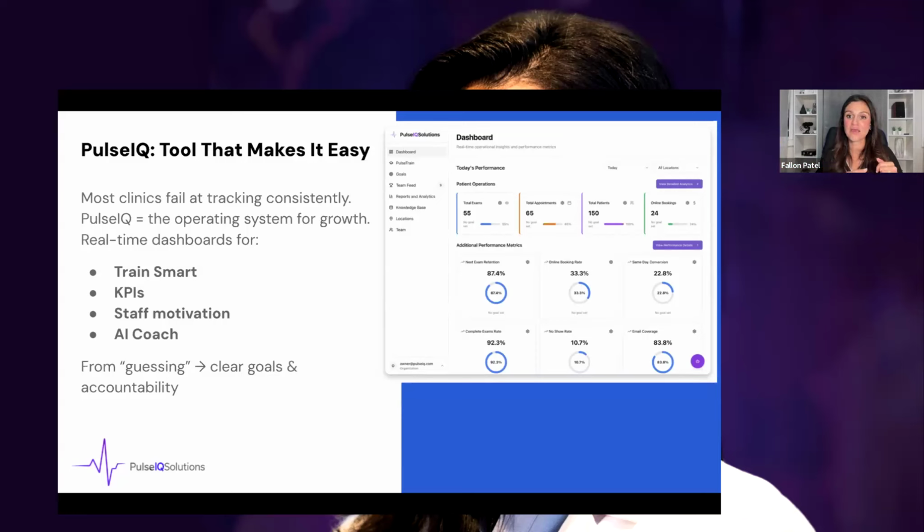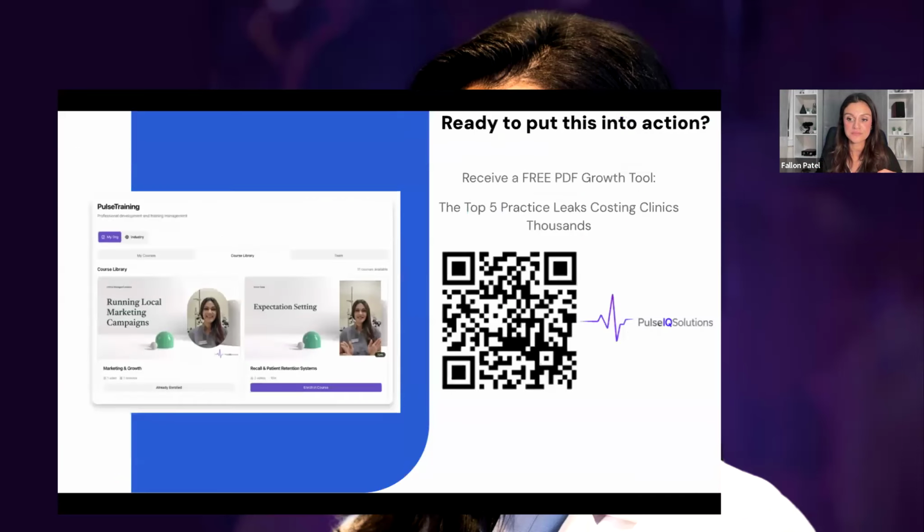So you can train smart. They have KPIs in there. There's also staff motivation in there with goal setting. And we have a dashboard in there as well that you can use to post announcements, wins, office updates. It takes the guessing out, and you can be a lot more structured and have more goals and accountability. So this is what I was missing in my business. And so we've just created this.